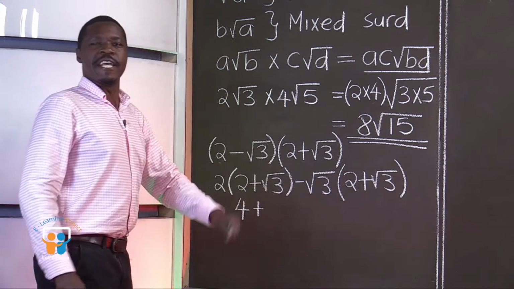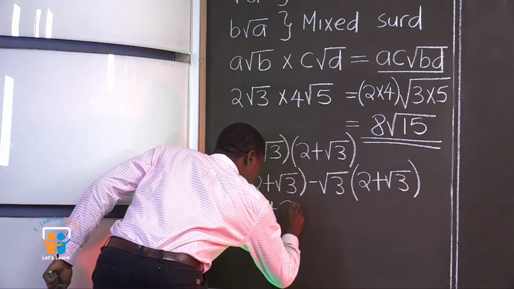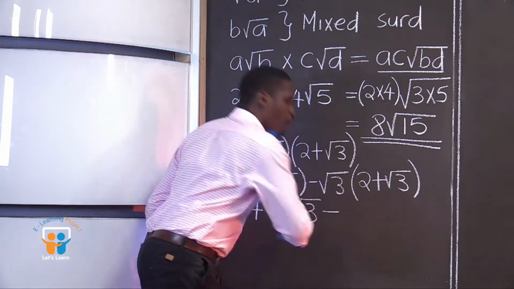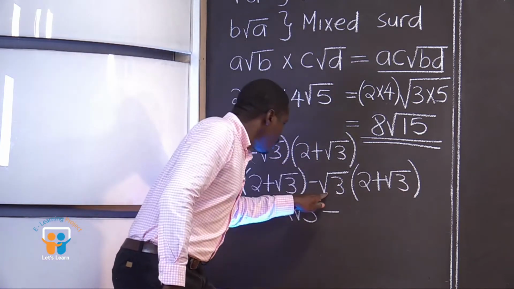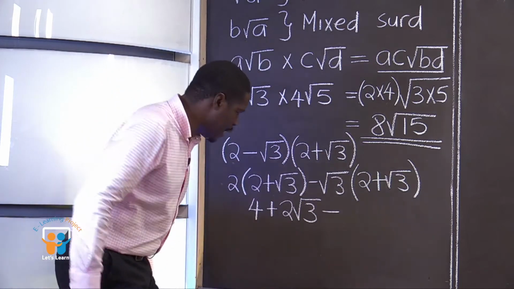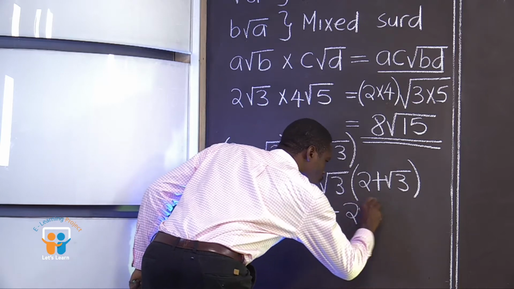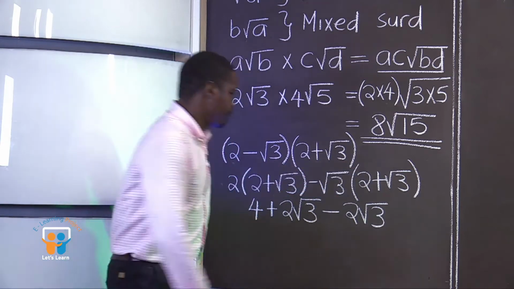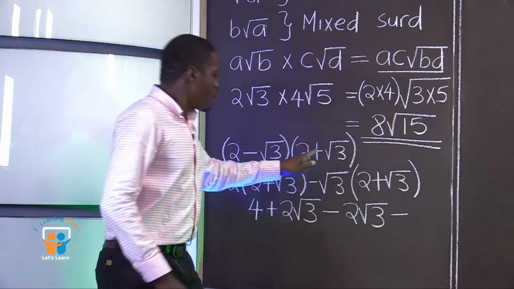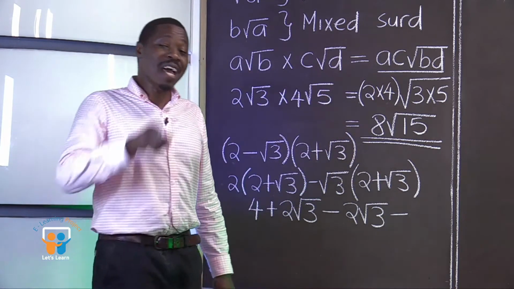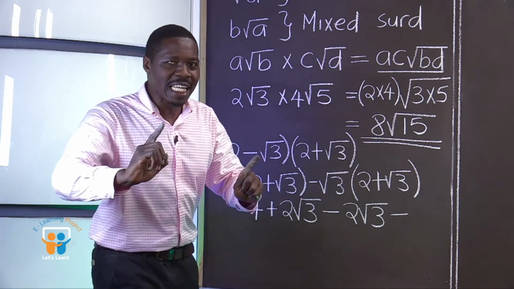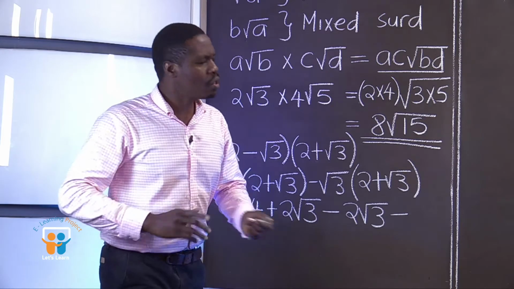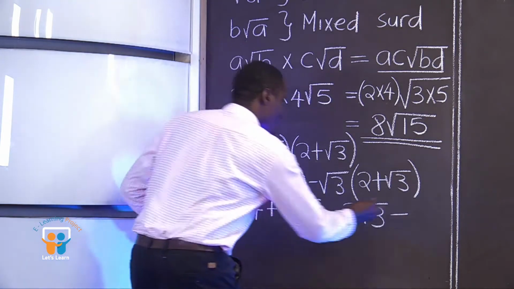2 times root 3, we get our 2 root 3. A negative times a positive, we have our negative root 3 times 2, we still come to a 2 root 3. Wonderful. A negative times a positive, we get a negative. Root 3 times root 3 will give us root 9, but the root of 9 is a 3. So we have a 3 here.